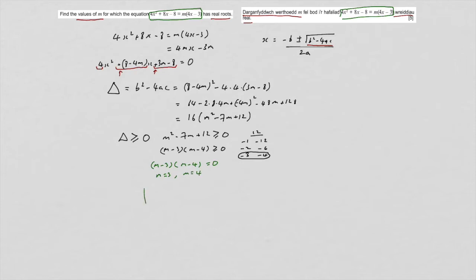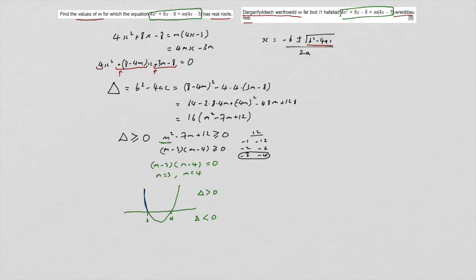We also will benefit from just sketching it, so there is our quadratic. We know it's that way up because m squared is positive, and there is the x-axis, and we know that it crosses at 3 and at 4. And from this diagram we can see that our quadratic here is greater than 0 here and is less than 0 here. So that means the bits we need for our solution are this part here.